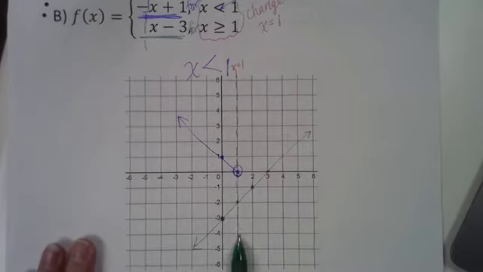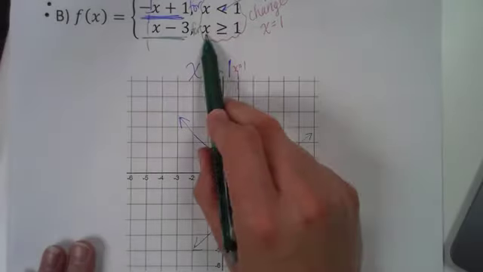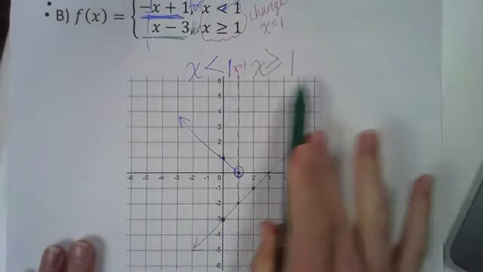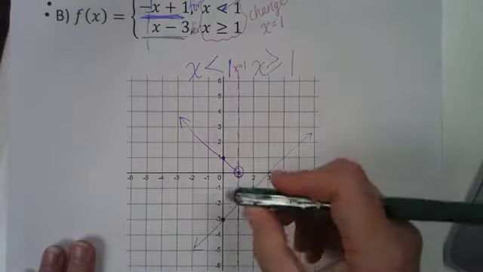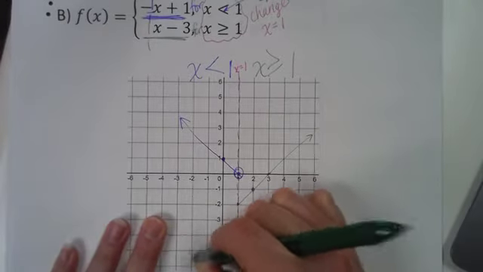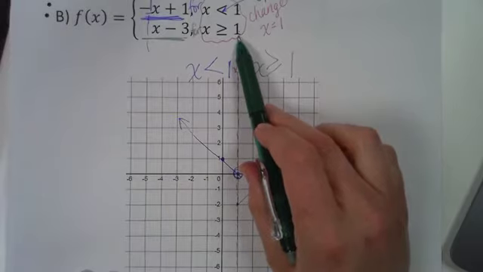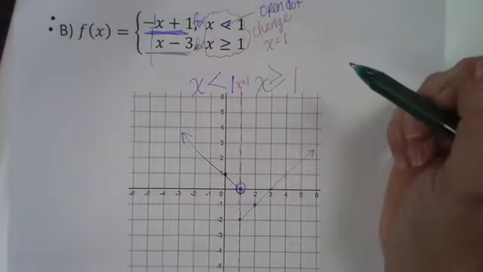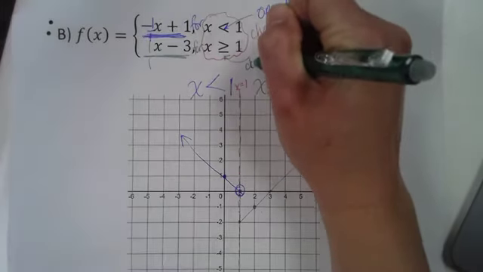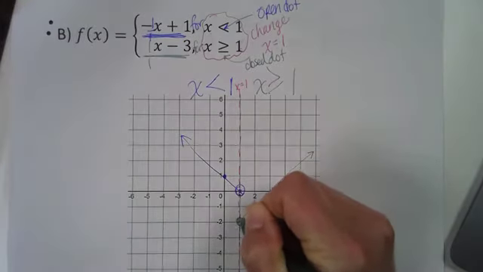Which side of this pink line do we need? The right-hand side. We want x values greater than 1. X values greater than or equal to 1 is everything to the right of that little change line. So we're going to keep that side and erase the left. And what should we have at 1? A nice closed dot, yes. Nice closed dot right there.